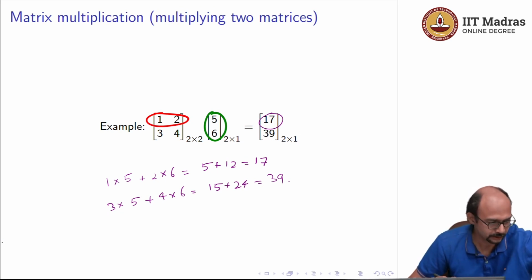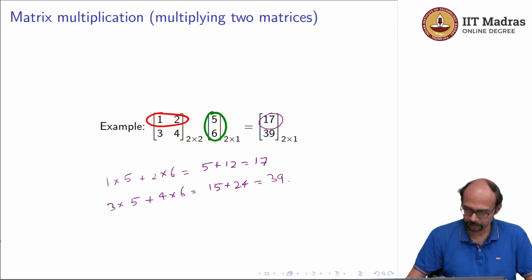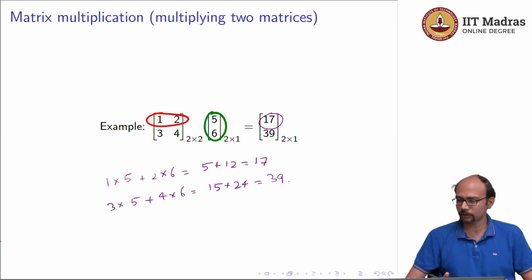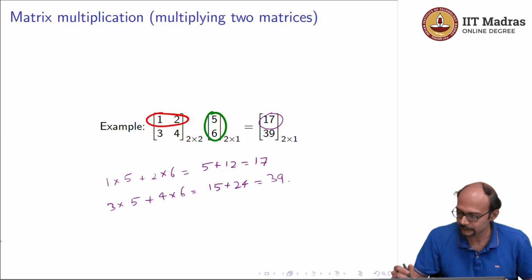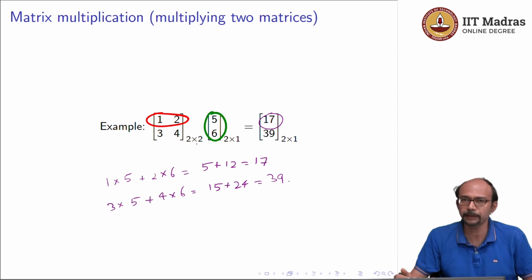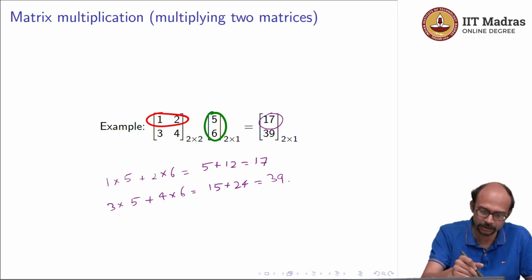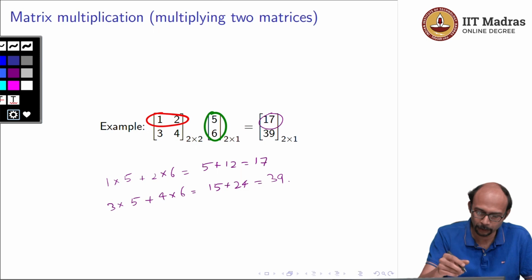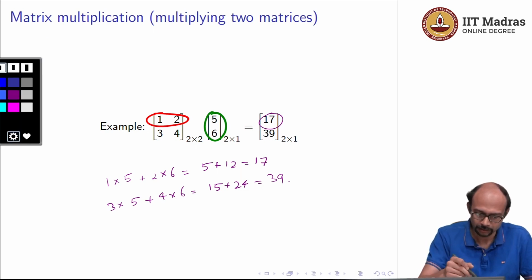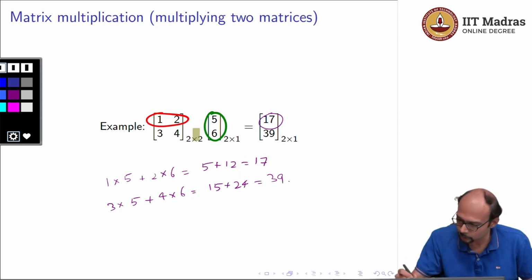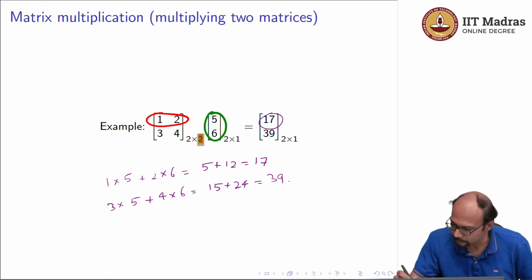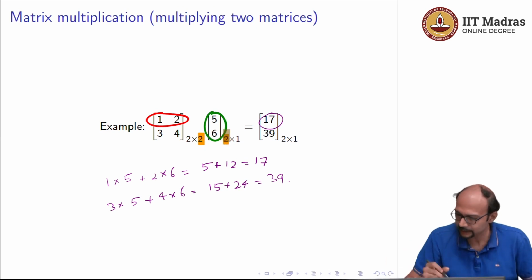If I have two matrices A and B, how do I multiply them? Note one of the important parts. As in the previous example, the matrix sizes were very important. We had a 2 by 2 matrix being multiplied by a 2 by 1 matrix. What was important about this? The most important part was that these two things were the same, the 2 here and the 2 here.